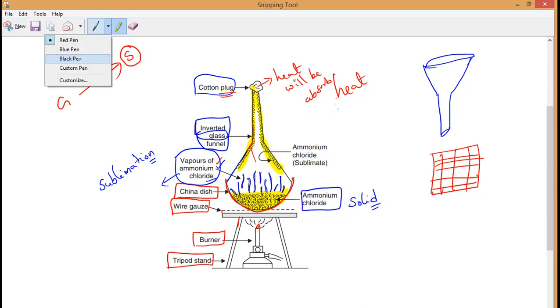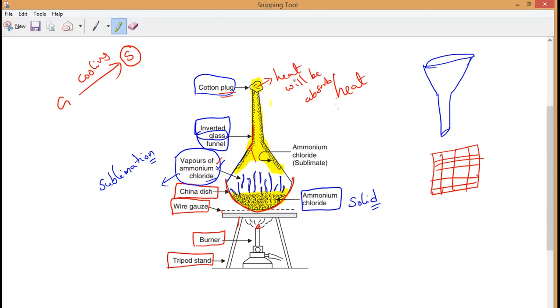So first it forms the fumes. Then the fumes go and hit the walls of the funnel. What is happening? The walls absorb the heat energy, and the cotton plug also absorbs the heat energy.